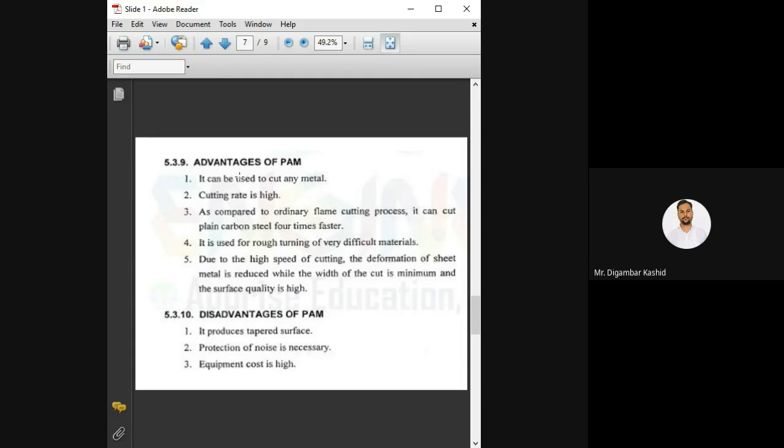Now, along with these advantages there are some disadvantages also. This plasma arc machining process produces a taper surface. Here we need to take care of protection from noise, so protection from noise is necessary. Then the equipment cost is high for this plasma arc machining process. So these are the general disadvantages of plasma arc machining.